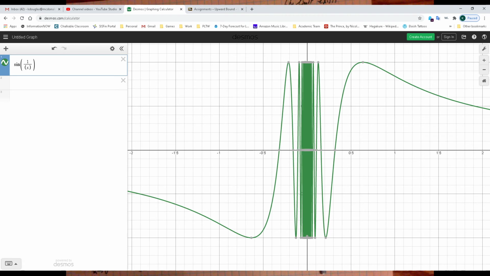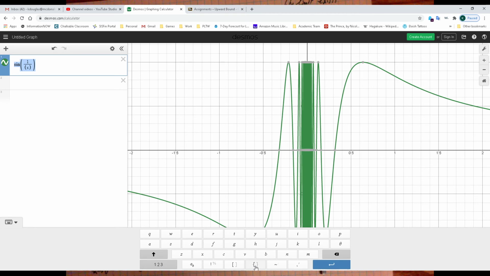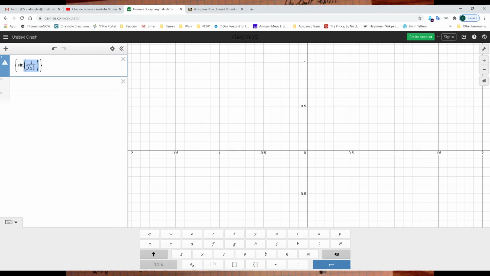Now, coming to different values can have a variety of different looks. Let's look at a piecewise function. So in this case, I'm going to make the piecewise function. Let me do my brackets quickly here. See, brackets.